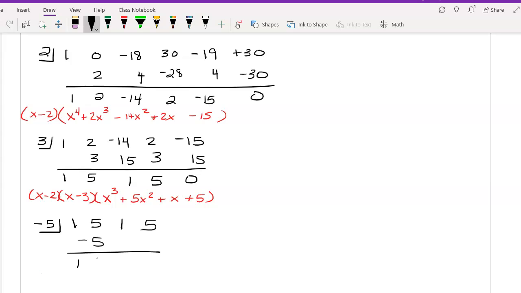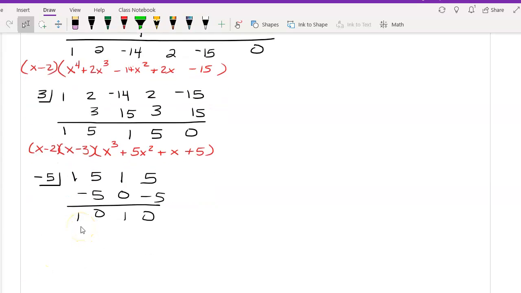When we bring this down, we end up getting x minus 2 from above, x minus 3 from above, and now x squared plus 1 from above. All right, so this is our fully factored form.